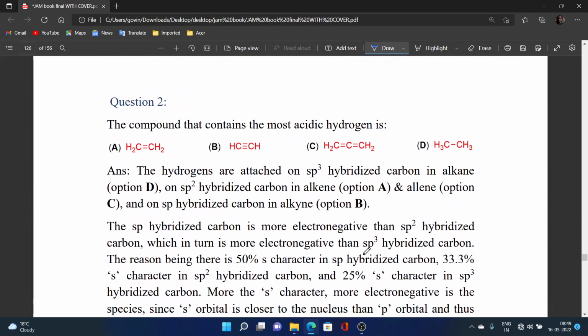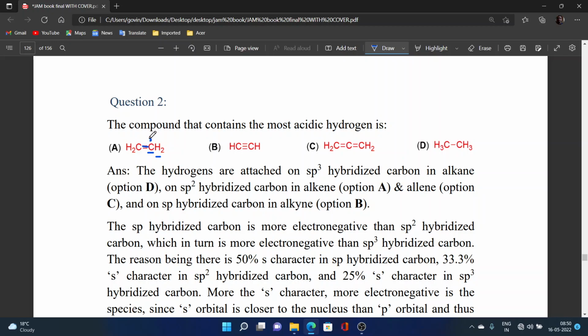Next question: the compound that contains the most acidic hydrogen is. So I have to look at the hydrogens. Here the hydrogen is present on this carbon. On this carbon you can see there is a double bond, that means one pi bond, right. One pi bond means one p orbital is there which is unhybridized, and other orbitals are hybridized. So that means it is sp2 hybridized and one p orbital is unhybridized, which is forming the pi bond.